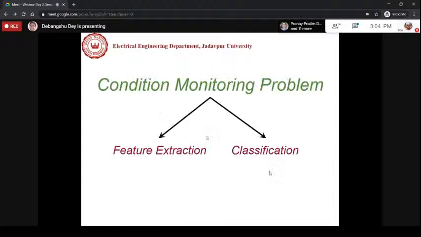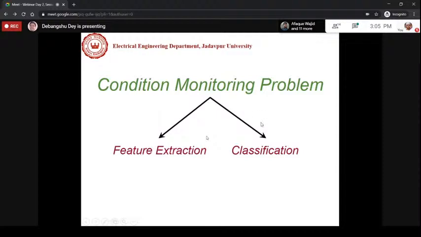First of all, I told you that the condition monitoring problem can be divided into two parts. The first part is data acquisition, and the second part is the analysis. And the analysis can also be classified into two categories. Once you have the data, let us extract some suitable features. Feature means some signatures, some indicative attributes that we can take, and then we can design some algorithm so that we can have an idea of the condition of the system.